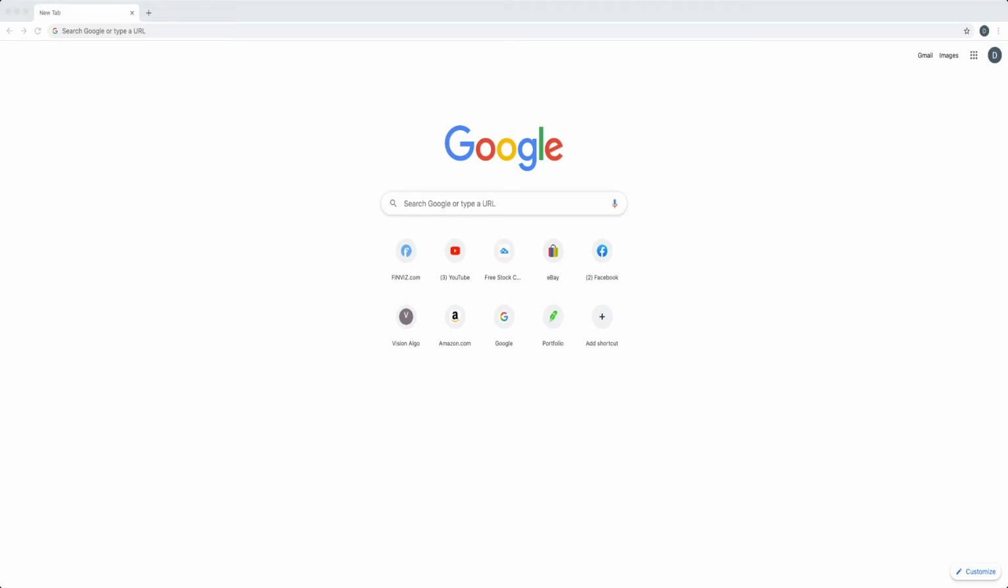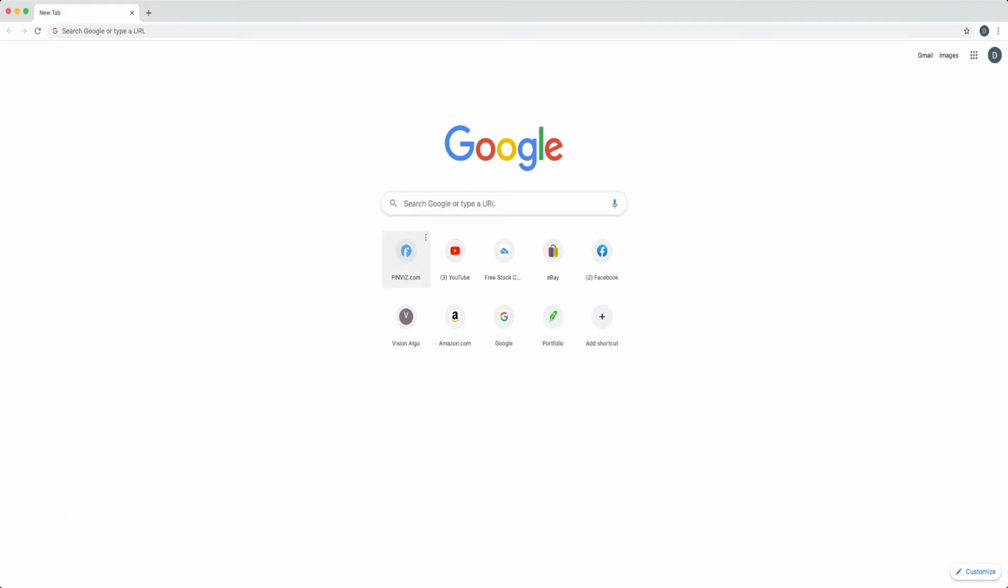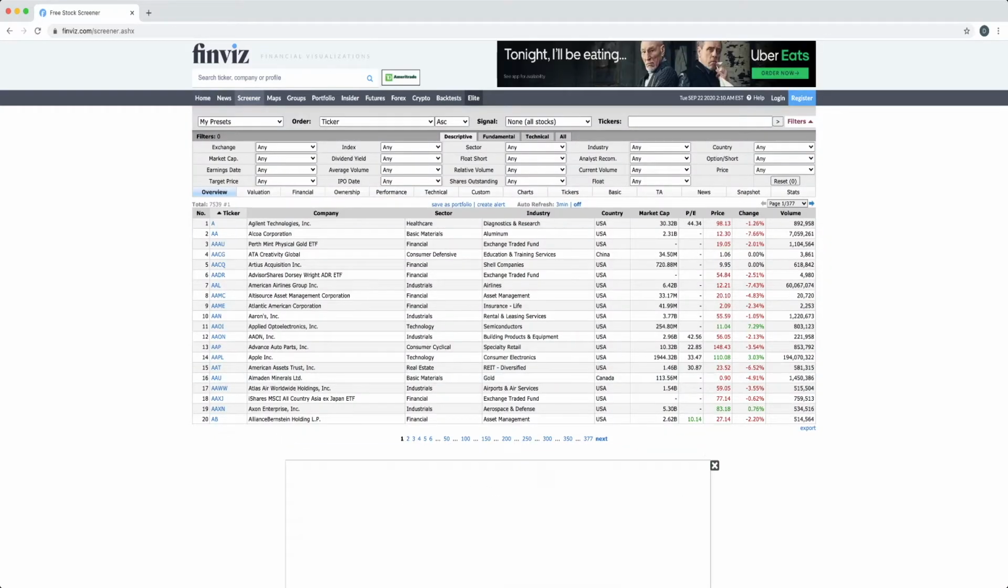What we're going to go over today is how we use FinViz.com to find our swing trades. So what we're going to want to do is go to FinViz.com. And up here at the top of the screen, right under the search bar, you'll see Screener. And then right here, top middle of the screen, you'll see All. We're going to click All.